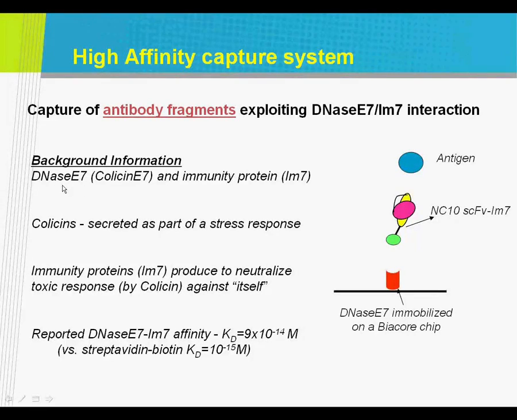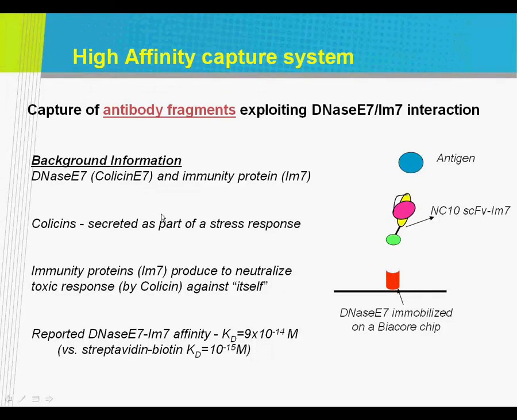Nevertheless, the interaction between the immunity protein and the colicin E7 is really, really tight, and it's been measured using various methods, not SPR, but other methods, to be in the order of 10 to the negative 14 molar KD. So that's approaching the streptavidin type of binding interaction.